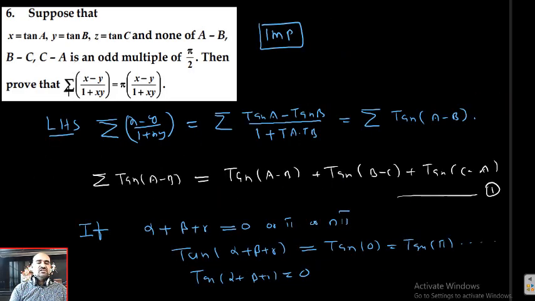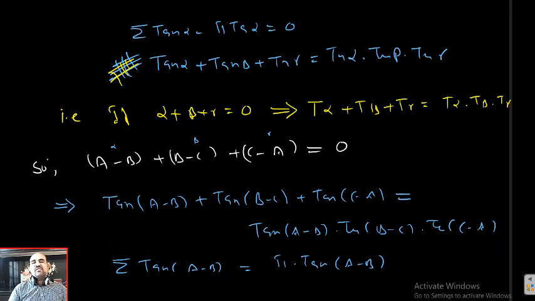Observe here: the sum of (x minus y) by (1 plus xy) should be equal to the product of (x minus y) by (1 plus xy). I proved this using the hint: if alpha plus beta plus gamma is 0, pi or 2 pi, whatever it may be. In this problem I want to take alpha plus beta plus gamma equal to 0. Then what did I get? Tan alpha plus tan beta plus tan gamma equals tan alpha into tan beta into tan gamma only.